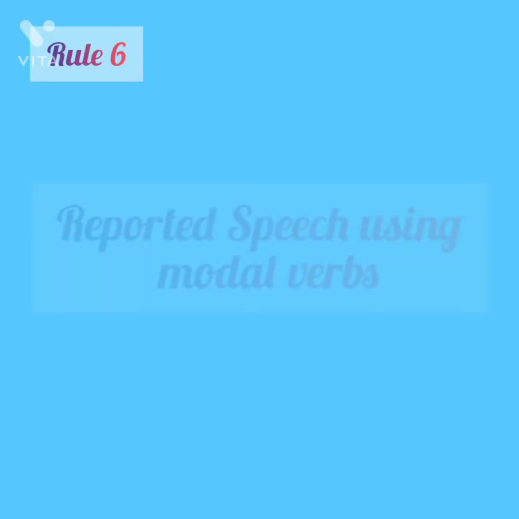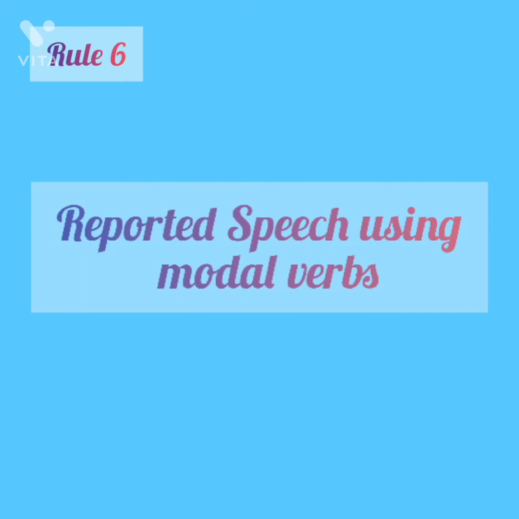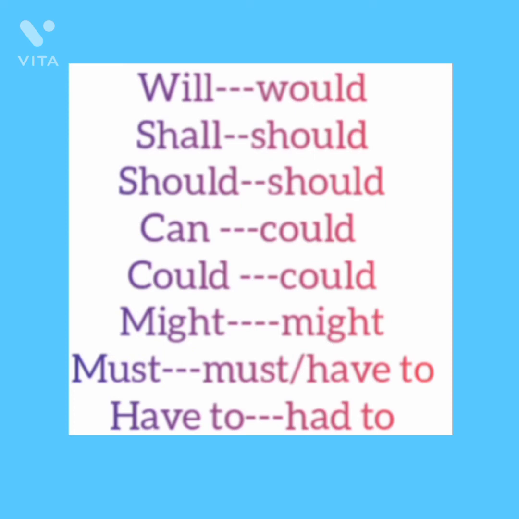Next is rule number 6, how to change from direct speech to reported speech using modal verbs. When we change the sentence from direct to indirect speech using modal verbs, there are some changes in the sentence. Will will be changed into would. Shall will be changed into should. There is no change for should, it will be should itself. Can will be changed into could, and for could there will be no change, it will be could. Might will be changed into might, and must will have no change, it will be must. We can also write have to, and for have to there will be a change and it will change to had to.